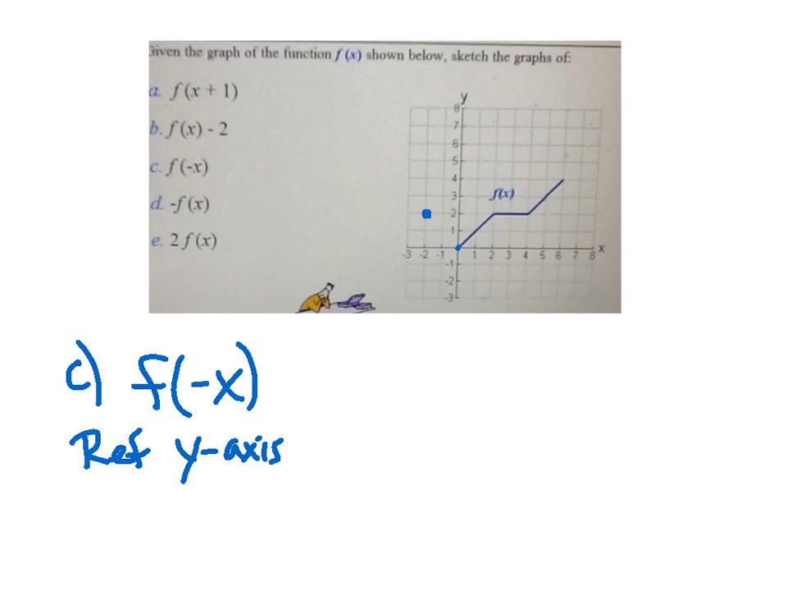So I would say that's going to come over and look like that. Looks like it matches up. It's going to go 2 that way and up that way. It should be a perfect reflection over the y-axis.